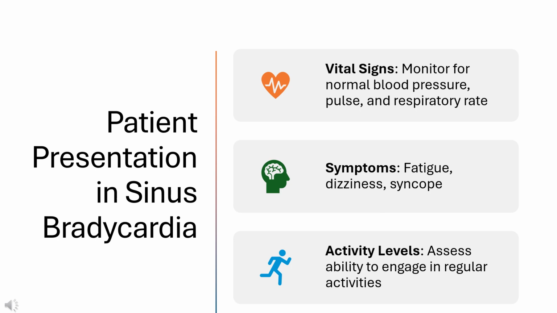Patients with sinus bradycardia may present with normal, low, or fluctuating blood pressure. It's important to monitor blood pressure regularly as significant drops can indicate decreased cardiac output and perfusion. A key characteristic of sinus bradycardia is its pulse rate of less than 60 beats per minute. It's essential to measure the pulse accurately, both manually and through ECG monitoring to confirm bradycardia.